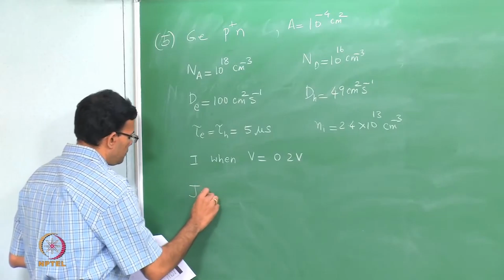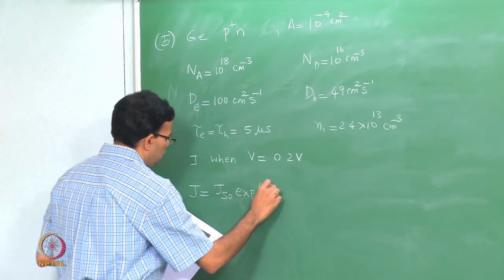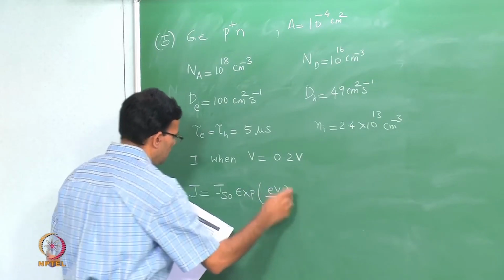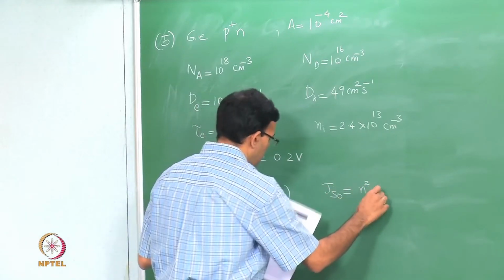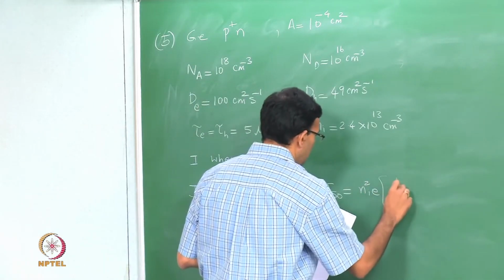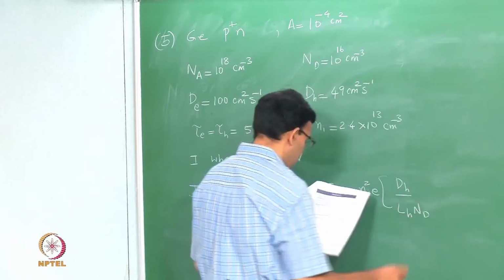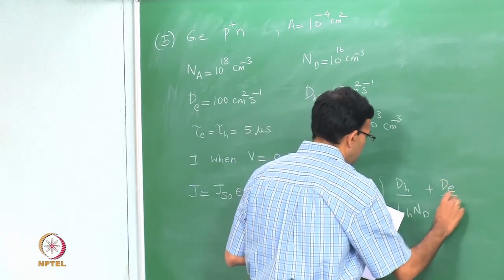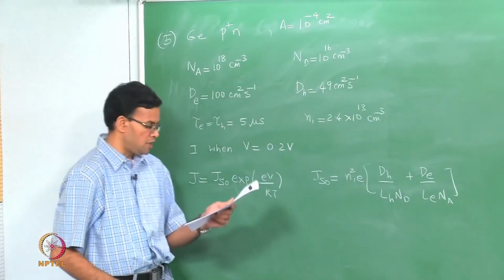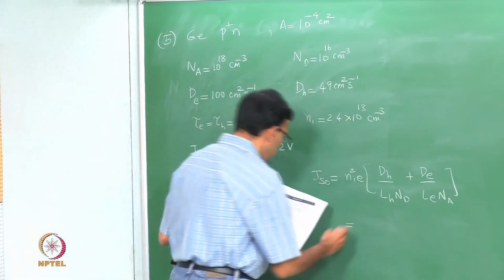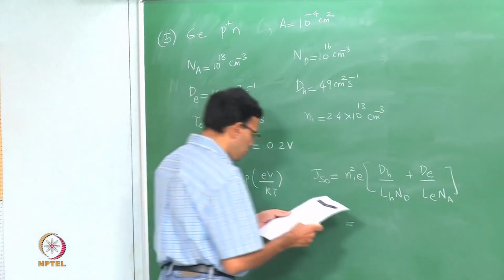So, J is Js naught exponential eV over kT, and then Js naught is Ni square over e times D H over L H Nd plus D E over L E Na. All the numbers are given. I will just substitute and write the final answer, but you can directly do the substitution.